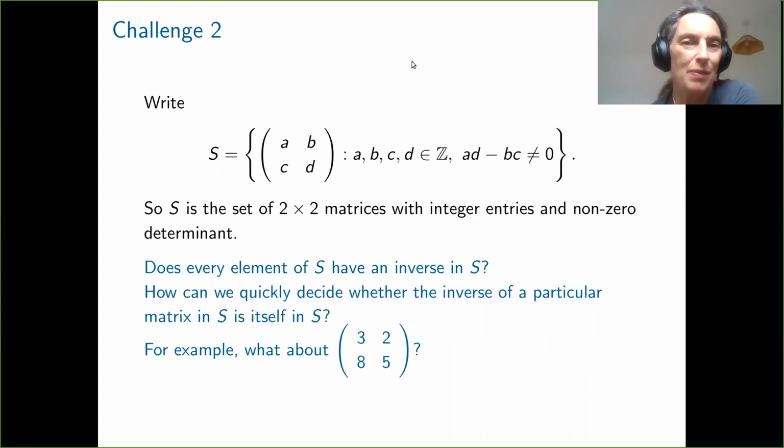So here's the second video challenge then at the end of this video. The setup here is we've got the set S, which is the set of all 2 by 2 matrices with integer entries and whose determinant is not 0. And the problem for you to think about, if you'd like to accept this challenge and send us something out, is to figure out when it happens that a matrix in this set S has the property that its inverse is also in the set S, which is exactly the type of problem we have to think about when we're thinking about group theory.